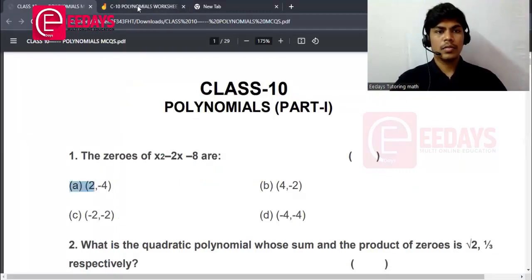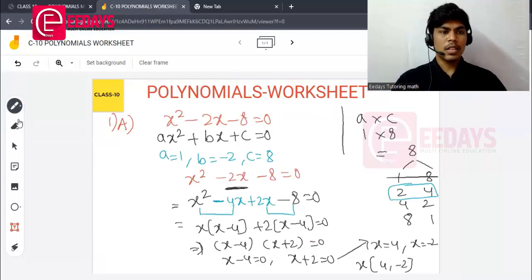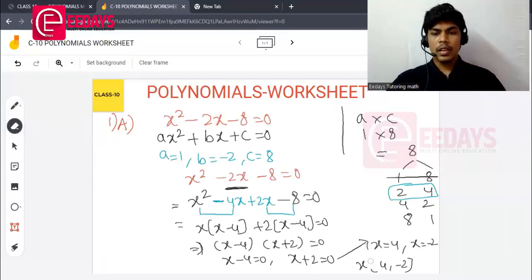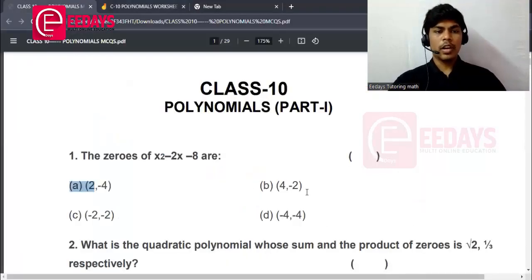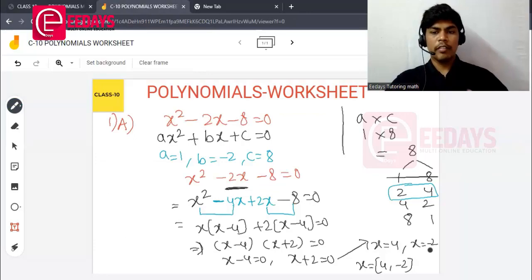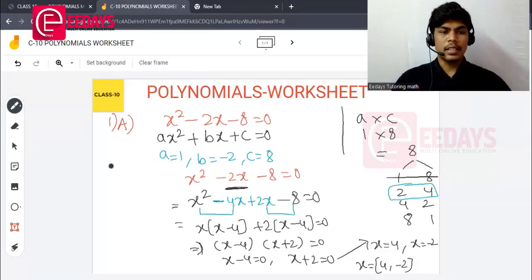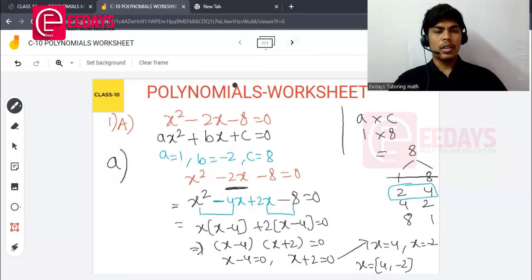2 comma minus 4. Observe the symbols also. Symbols are very, very important. Option B also looks similar: 4 and minus 2. We just cross check once whether the symbols are correct or not. Okay, so option A is the correct answer for the first question. The only thing we have to do is the splitting the middle term process.